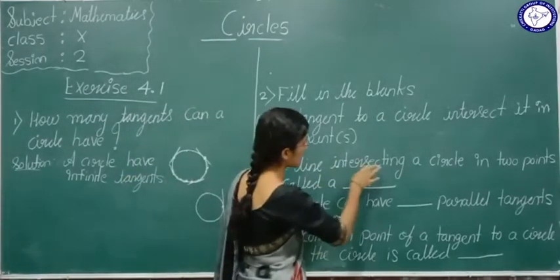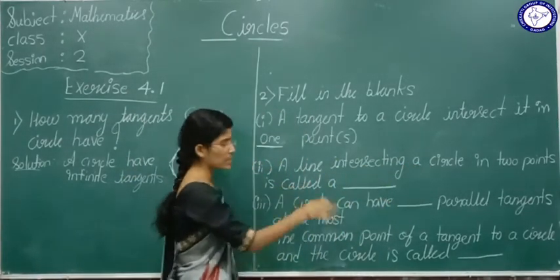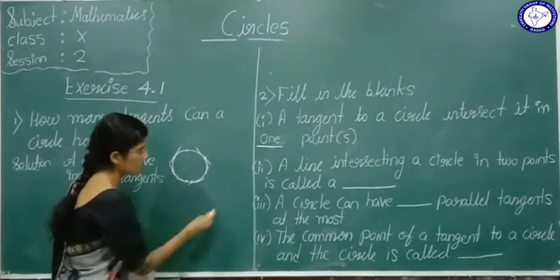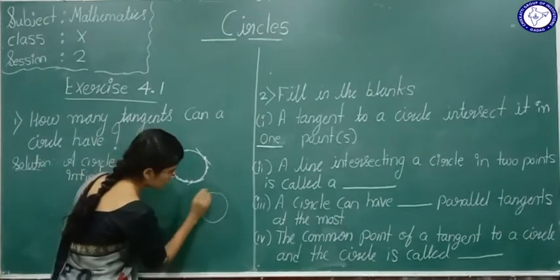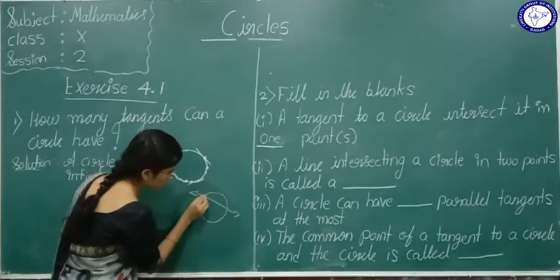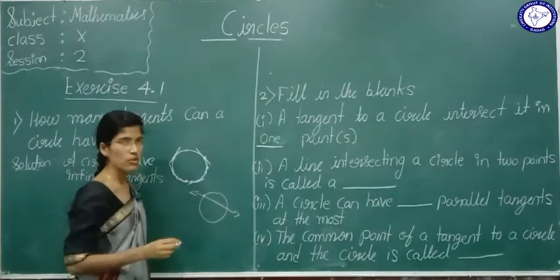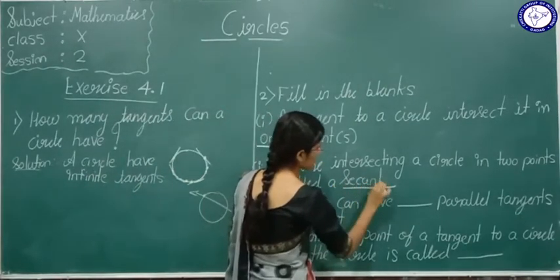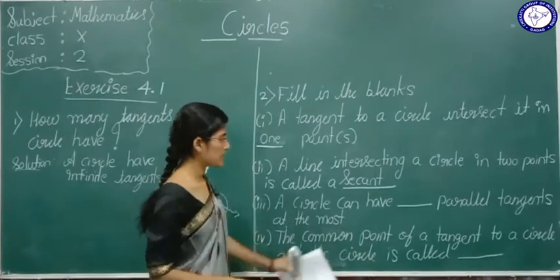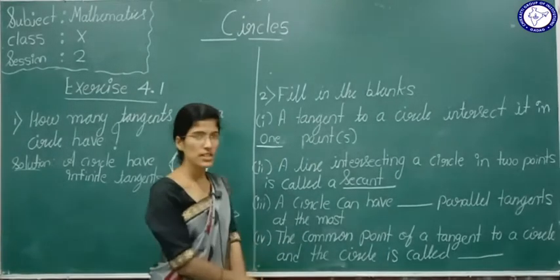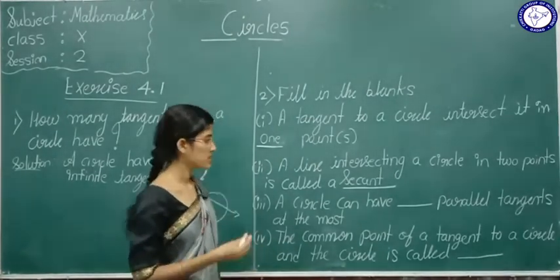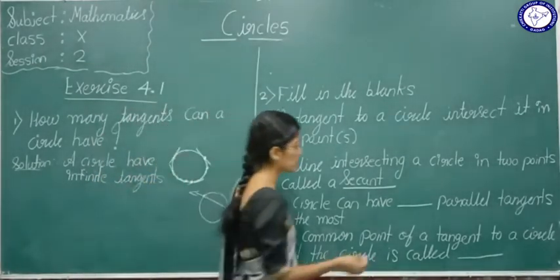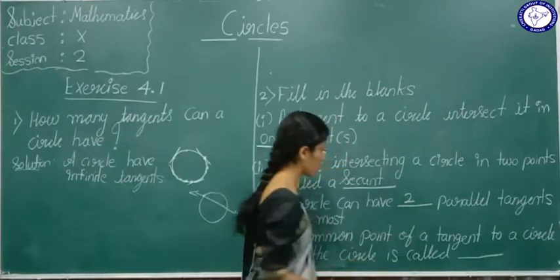A line intersecting a circle in 2 points is called what? A line which intersects a circle at 2 points. For this line, what are we going to tell? It is nothing but a secant. A circle can have dash parallel tangents at the most. How many parallel tangents can a circle have? The answer is 2.